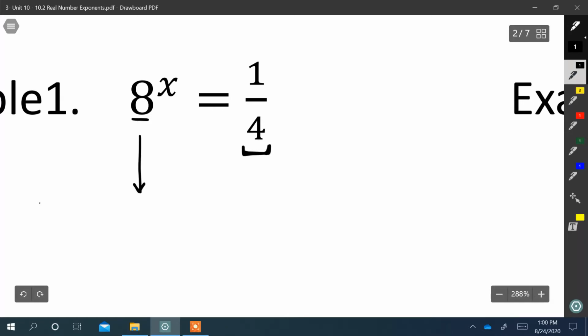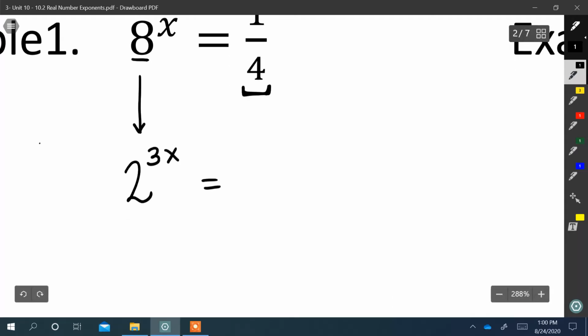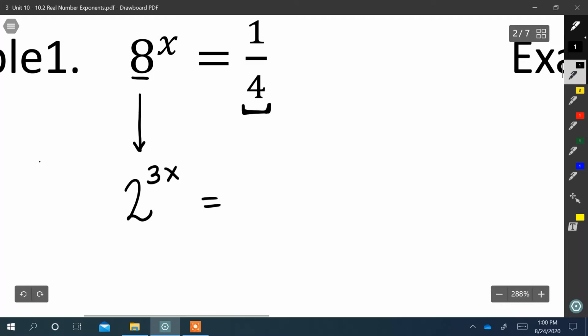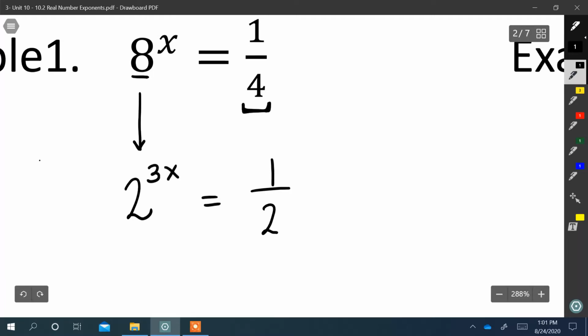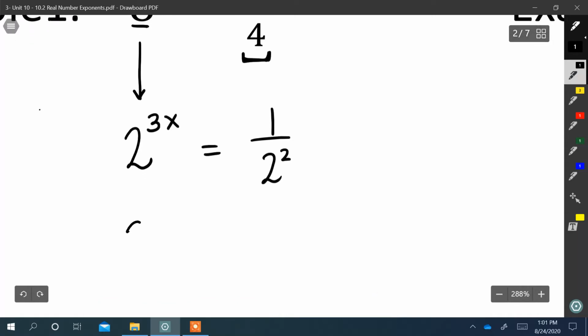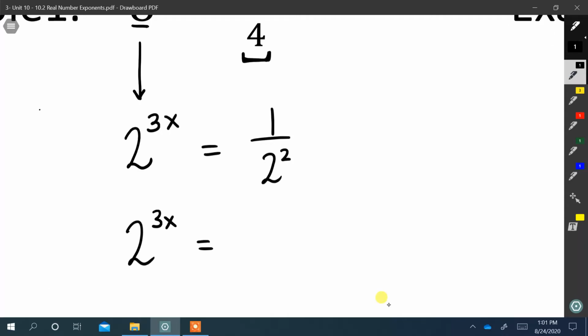So this 8, I'm going to rewrite it using base 2. The reason why I picked 2 is because I know that I could rewrite this one using base 2 as well. Well, 2 to the third will be 8. So it's 2 to the third, and then the x goes right there. You guys see that? And then 1 over 4, I'm going to rewrite it as 2 to the second. Now if I rewrite this 2 to the second using negative exponents, this is what I'm going to get.